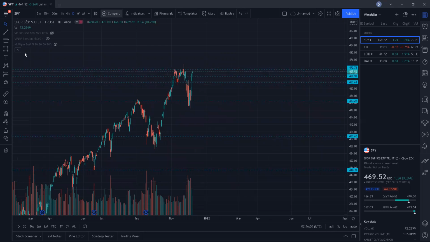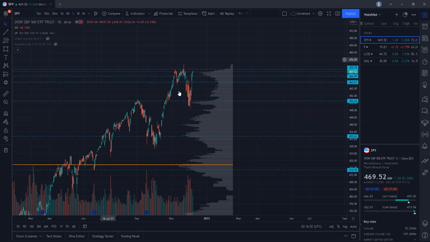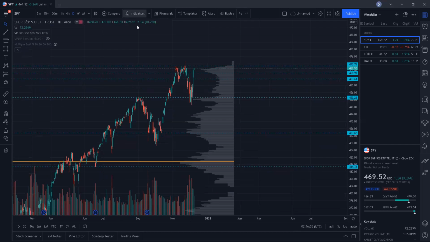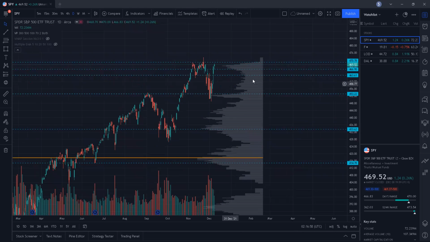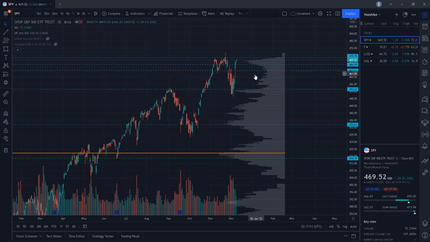Okay, so let me go ahead and turn this on. Volume profile is not available on Webull, but it is available for TradingView, and I actually don't use volume profile as much as I used to, but I do think that this is a really good way to determine support and resistance zones. And so, whenever we're looking for these zones, we're looking for these shelves right here. We have these gaps and we have these shelves.